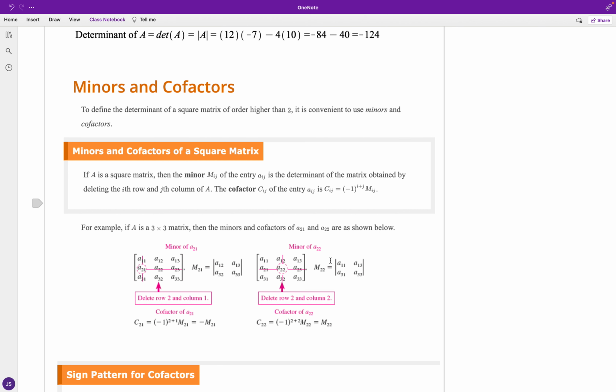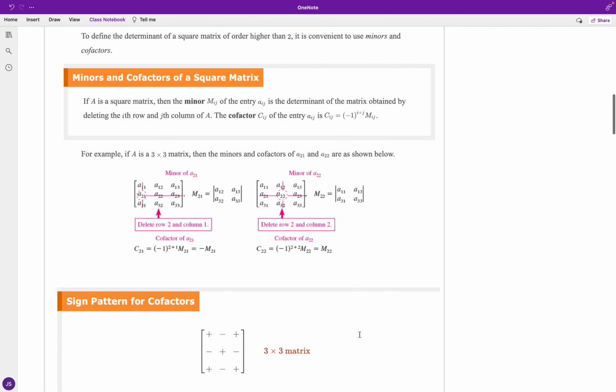In the pattern, you're looking at deleting the second row as well as the second column, and for the minor of 2, 2, we have left exposed A of 1, 1, A of 1, 3, as well as A of 3, 1, and A of 3, 3. And the cofactor, we have -1 to the 2 plus 2, which is -1 to the fourth, which is going to be a +1, times the minor of 2, 2.